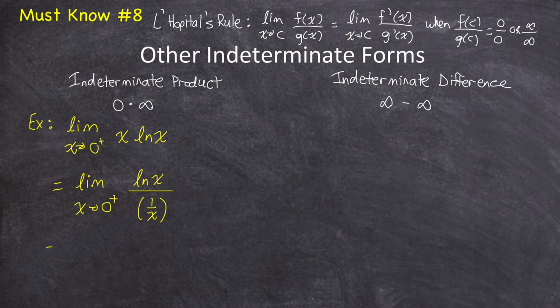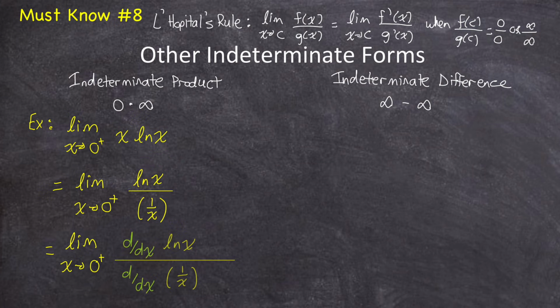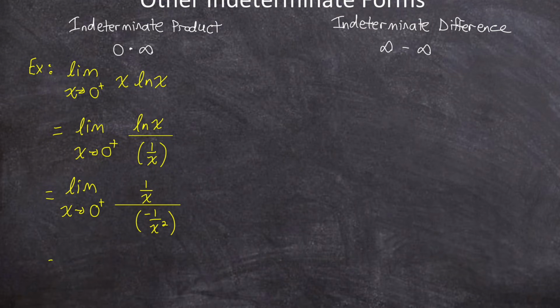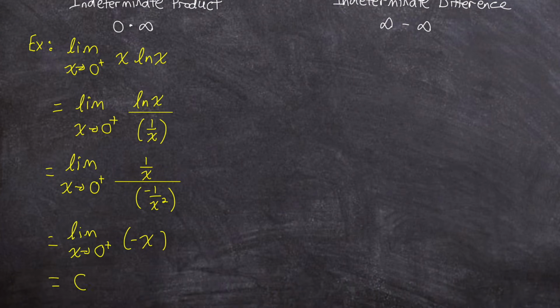So I know this limit would be equal to the limit of the derivative of the numerator divided by the derivative of the denominator. And the derivative of the natural logarithm of x is 1 over x, and the derivative of 1 over x is negative 1 over x squared. And then simplifying this using exponent rules, I know it would simplify to just the limit as x approaches 0 from the right of negative x. And that would just be equal to 0.